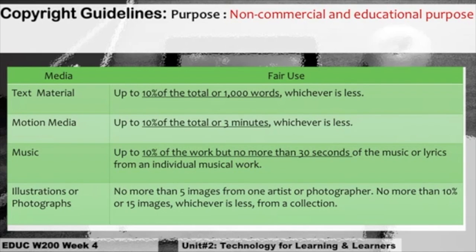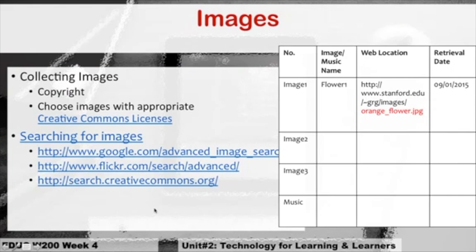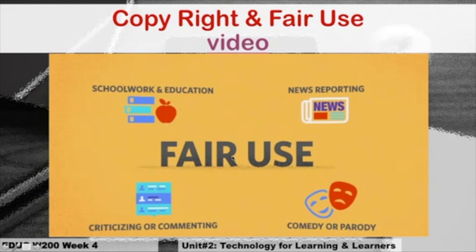So again, going back over these in terms of text material, motion media, music, and illustrations or photographs, you can use no more than 5 images from one particular artist. So these are good things to know. This will be available in our PowerPoint, and it's also available in the links, so you can explore those later on. So next I want to share this quick video with you. It's really fantastic. It provides a great overview of copyright and fair use.